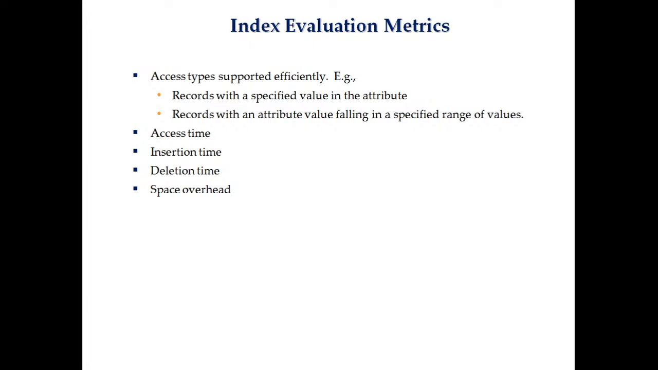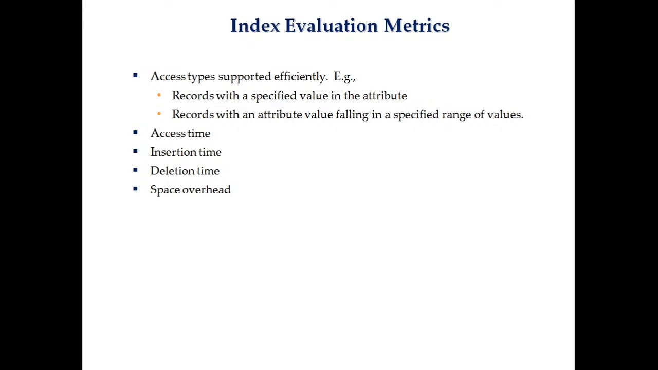Access type supports the efficiency, meaning what type of access methodologies you derived in your index file. Whenever you are considering an efficient access type method, it must cover some scenarios. First, records with a specified value in the attribute, that is, in the search key attributes, there must be some specified values, and there must be some kind of range of values.